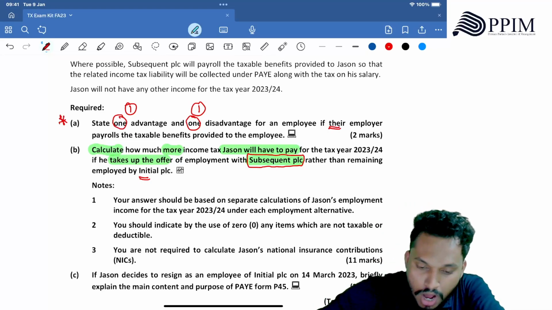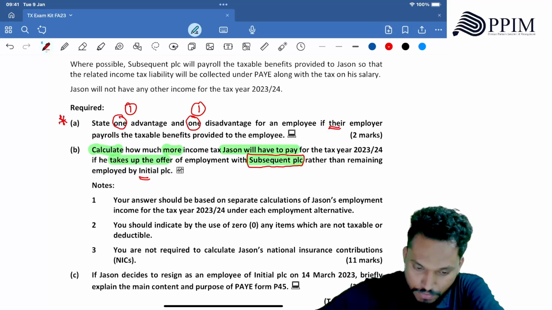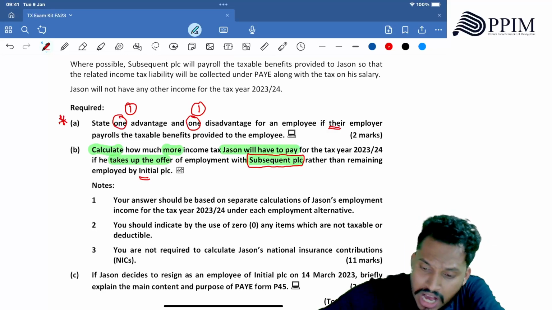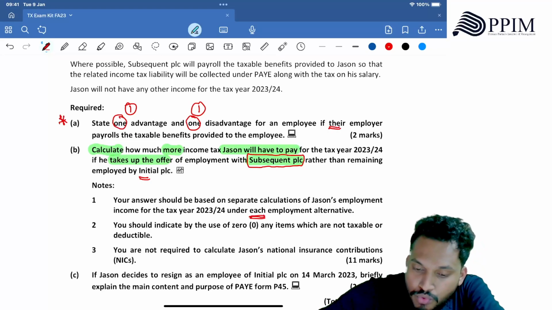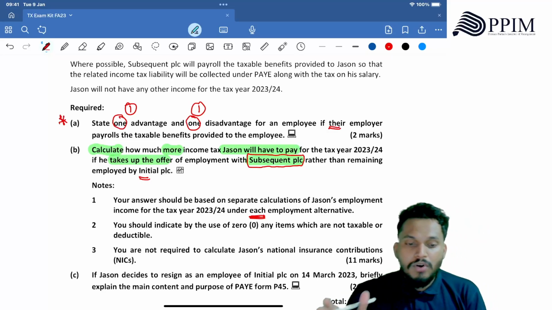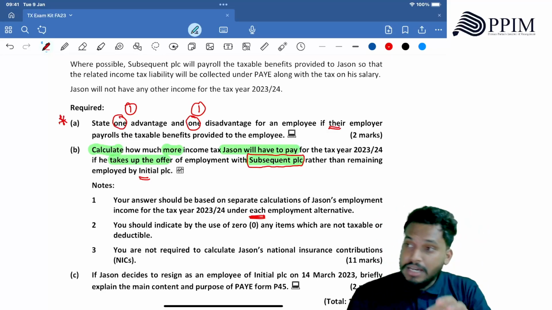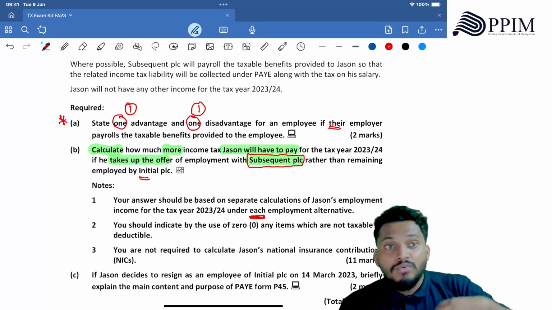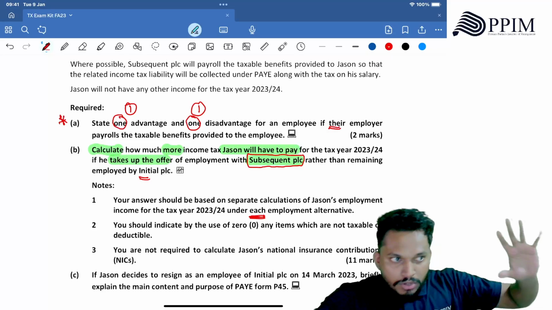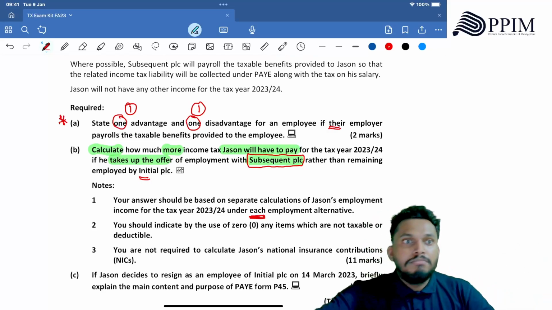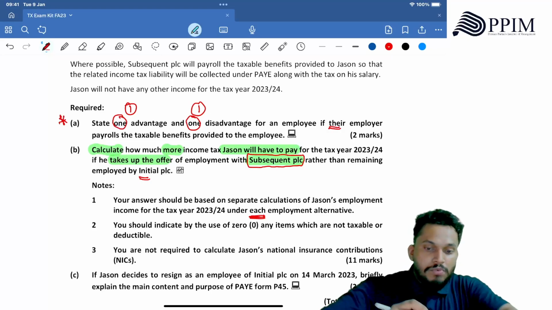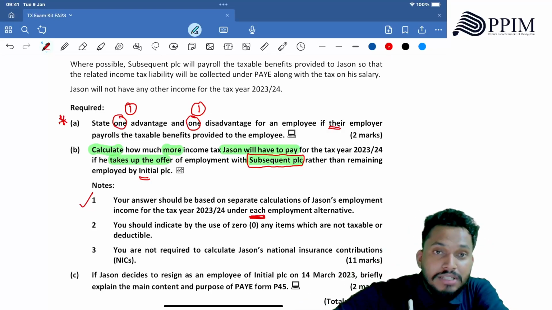First thing, your answer should be based on separate calculations for Jason's employment income for the tax year 23-24 under each alternative, which means for subsequent PLC as well as for initial PLC. By reading the requirement itself, you need to understand what you are supposed to tailor. I haven't read my question yet, but I'm just reading my requirements and making sure I am understanding them. That is important. This is one of his expectations. If you don't meet the expectation, no marks.